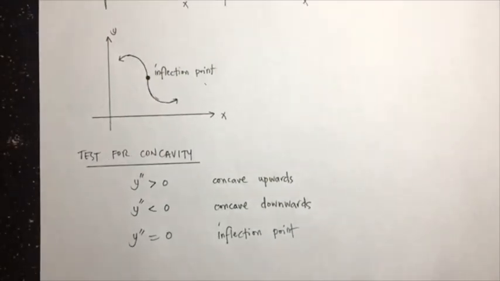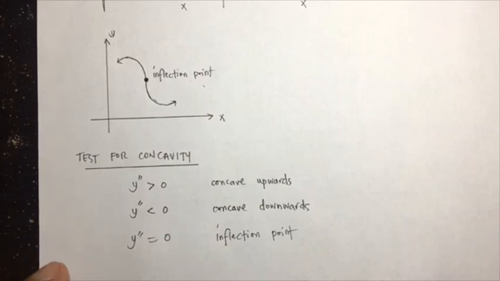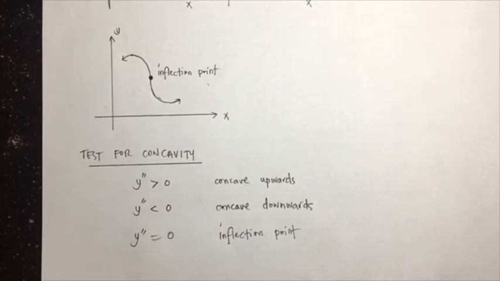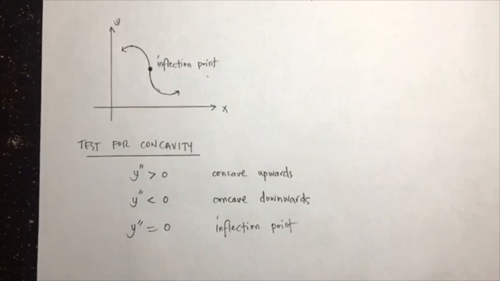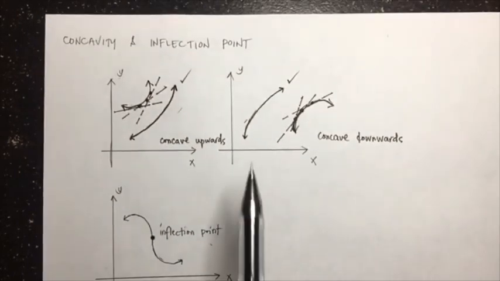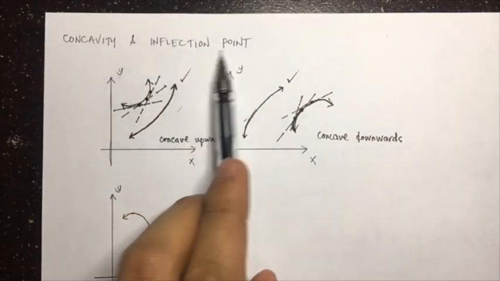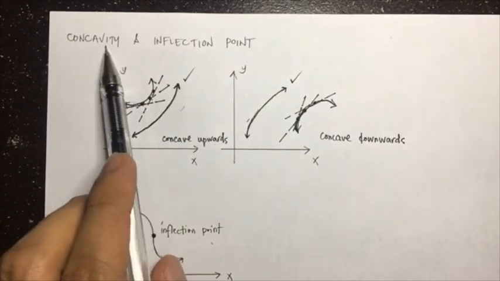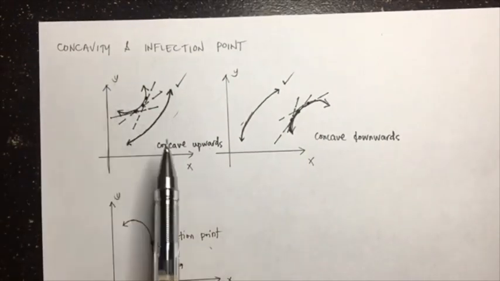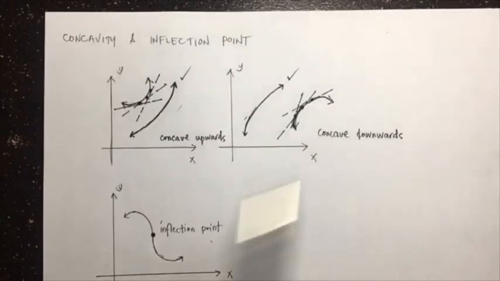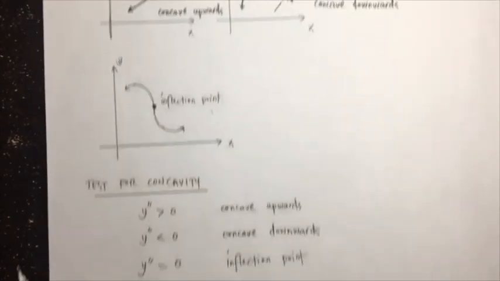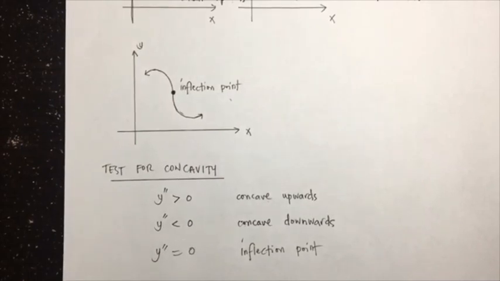Okay, so that's what this lesson is all about. For this video, we will be determining the inflection points as well as the intervals where our curve is concave upwards or concave downwards. It will help us graph our curves more easily because we know the orientation of the curves, whether it's concave downwards or concave upwards.